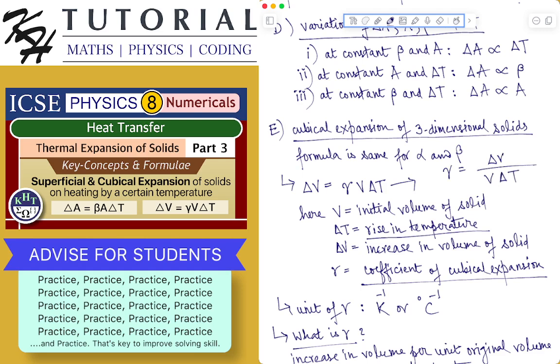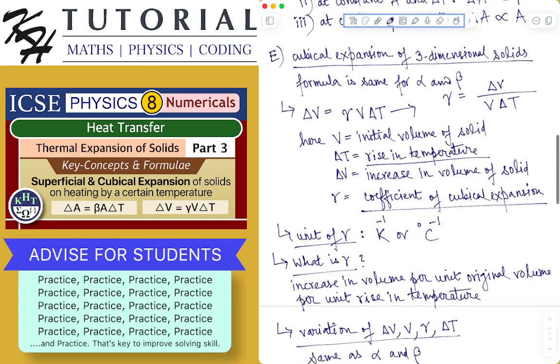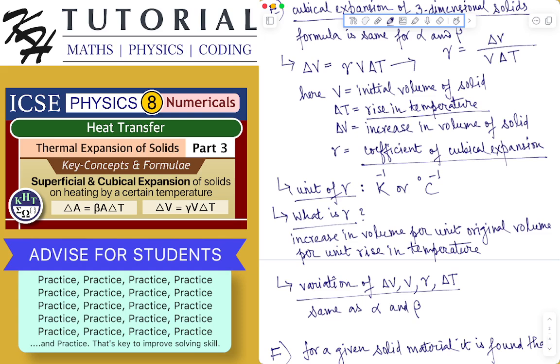As you can see, the units of delta V and V will cancel out, and we will have 1 by unit of temperature. So the unit of gamma is also per Kelvin or per degree Celsius. Again, similar to alpha and beta, what exactly is gamma? It is the increase in volume per unit original volume per unit rise in temperature.